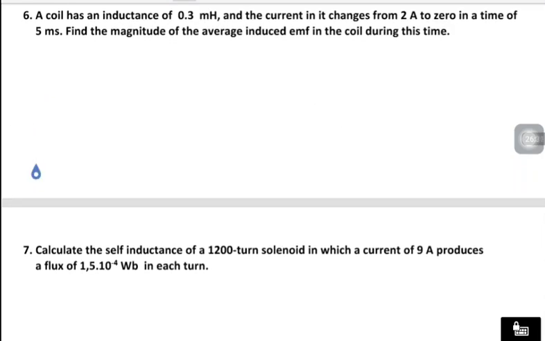A coil has an inductance of 0.3 millihenry, and the current in it changes from 2 ampere to 0 in a time of 5 milliseconds. Find the magnitude of the average induced EMF in the coil during this time.